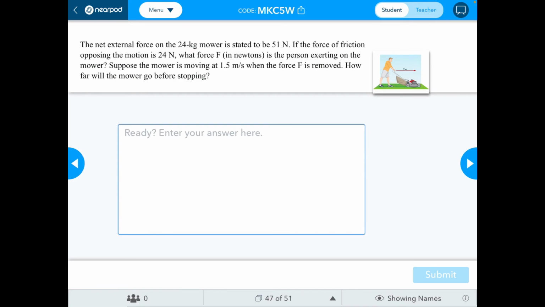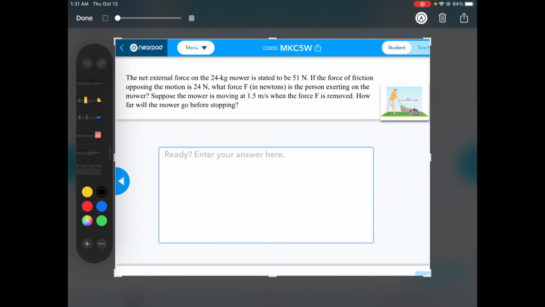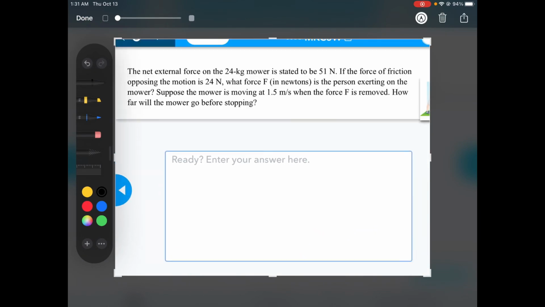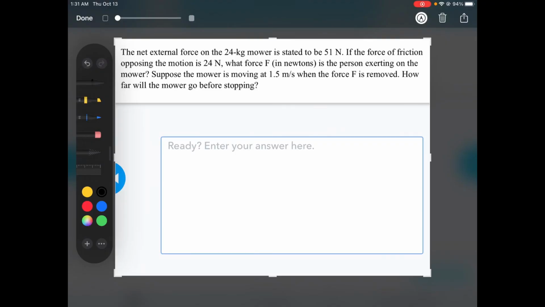So now, in addition to that problem before, same situation, same mower. Still has a mass of 24 kilograms. Net external force is 51 newtons still. The force of friction opposing it is 24. We want to know a couple things here. So, first of all, what force is the person exerting on the mower? We'll call that part A. And then part B is the last part here.